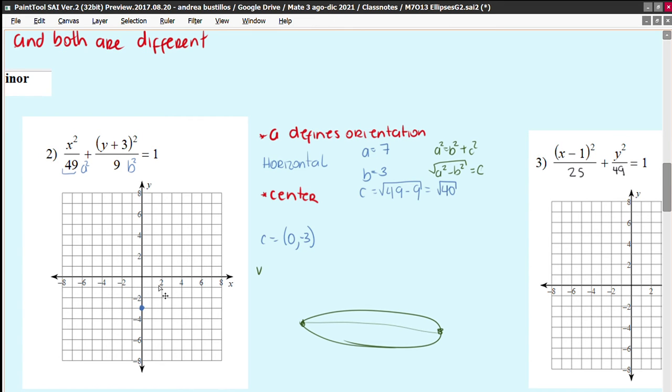So given that, and because we know that the value of a is 7, remember that the vertices lie at a distance a from the center. So if a is 7, that means that one vertex is at a distance 1, 2, 3, 4, 5, 6, 7 to the right, and 1, 2, 3, 4, 5, 6, 7 to the left. If you want to write those coordinates, I landed on minus 7, minus 3, and 7, minus 3.